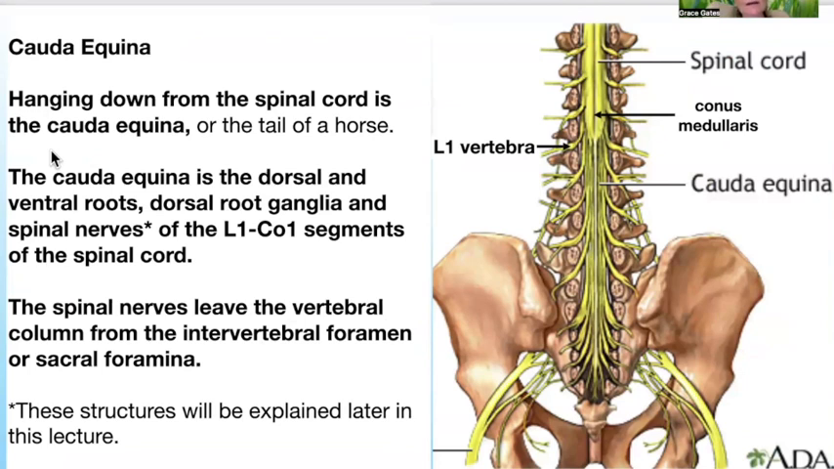The cauda equina is the dorsal and ventral roots, dorsal root ganglia, and spinal nerves of the L1 to coccygeal 1 segments of the spinal cord. The spinal nerves leave the vertebral column from the intervertebral foramen or sacral foramina. And I know that right now you don't know what these words mean, but it will all come clear over the course of the lecture.